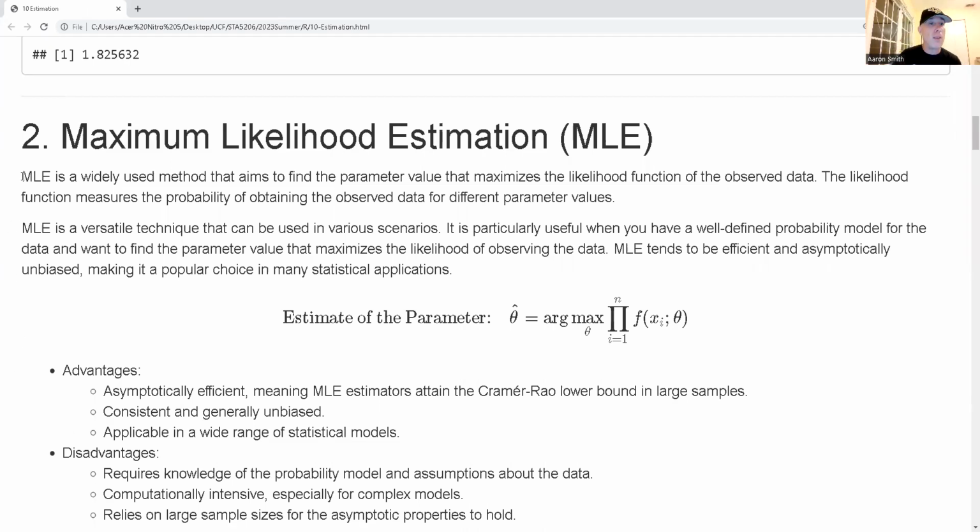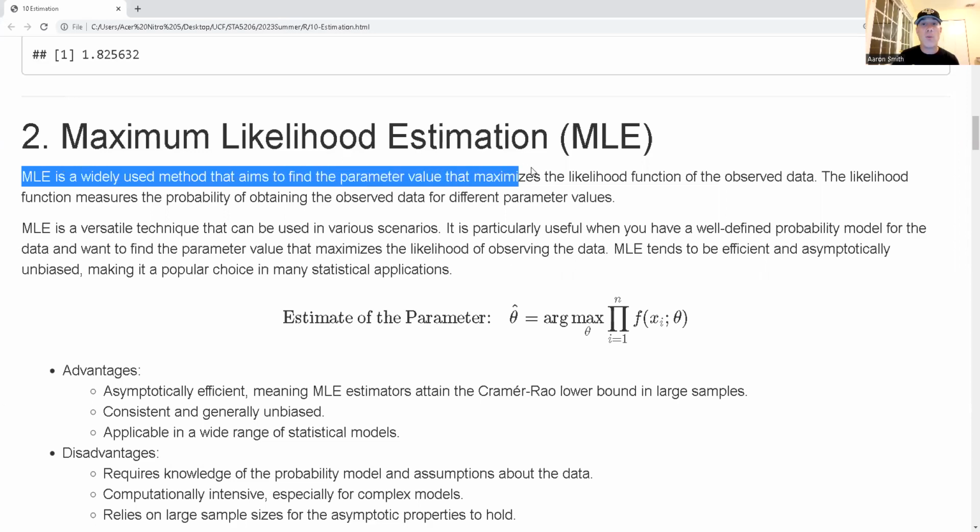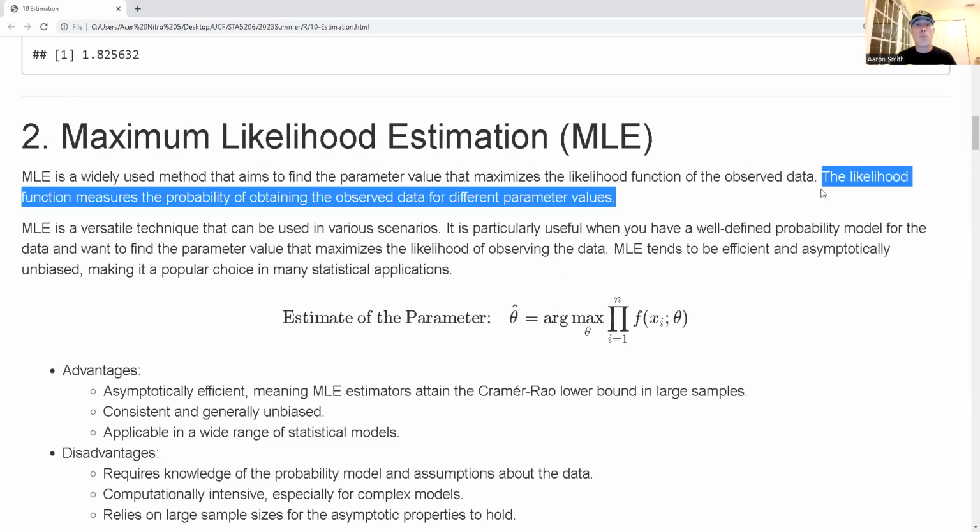So maximum likelihood estimation is a widely used method that aims to find the parameter values that maximize the likelihood function of the observed data. The likelihood function measures the probability of obtaining the observed data from different parameter values.